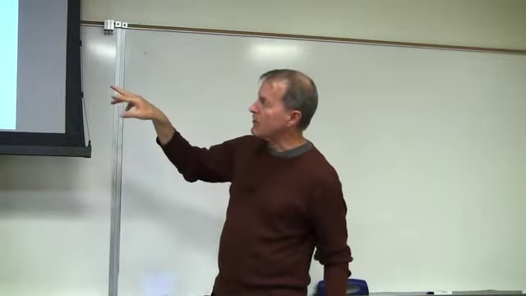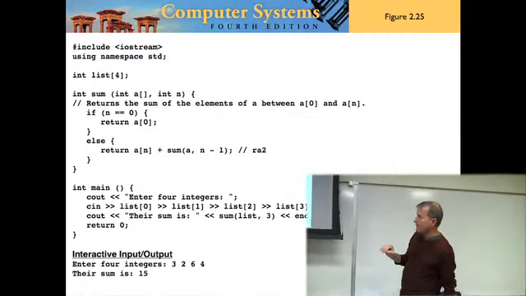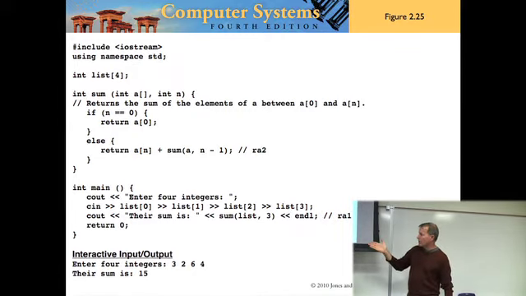So before I ask if there are any other questions, let's take a look at figure 2.25, which is this program. You see the input-output at the bottom there? It says enter 4 integers, 3, 2, 6, 4, and then it says their sum is 15. Obviously the simplest way to do this is with a loop, but we'll do this using recursion, just to illustrate how recursion works, but you already know that. The other principle is that this program passes an array as a parameter.